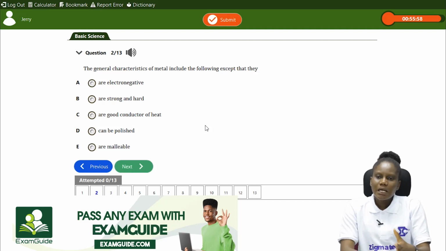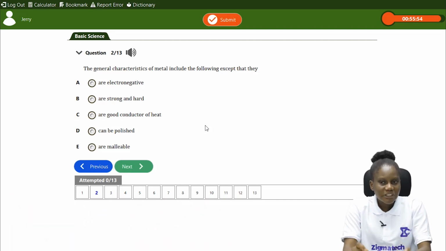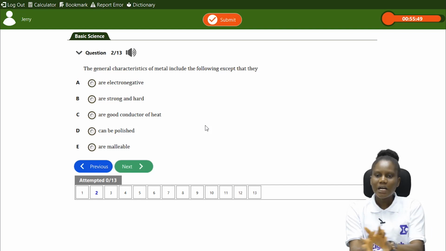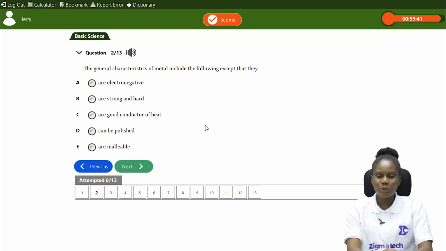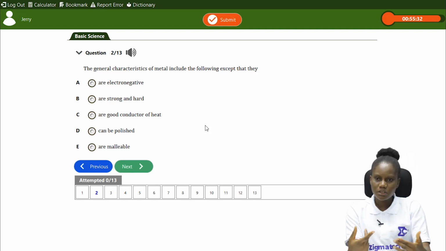So A, are electronegative. B, are strong and hard. Yes, one of the physical properties of metal is they are strong and hard. C is a good conductor of heat. Yes, they are good conductor of heat. D, can be polished. Okay, let's go to the next option. They are malleable. So we have 3 options out: B, C, and E, because they are all part of the general characteristics. So let's look at A and D.